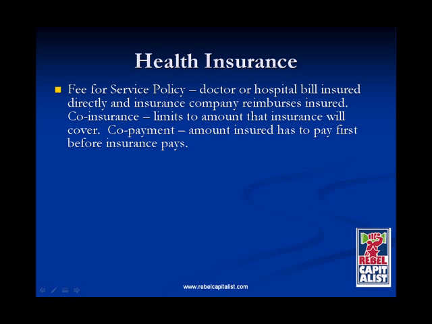There are several types of health insurance policies. The first one we will cover is fee-for-service policy. This is where a doctor or hospital will bill the insured directly, and the insured will pay the bill and then turn around and seek reimbursement from the insurance company. There are typically co-insurance requirements with such a policy. Co-insurance is where there is a limit to the amount that the insurance company will cover, such as 60% or 80% of the medical expenses. And oftentimes there's also a co-payment. This is where the insured has to pay a certain amount of money first before the insurance pays.